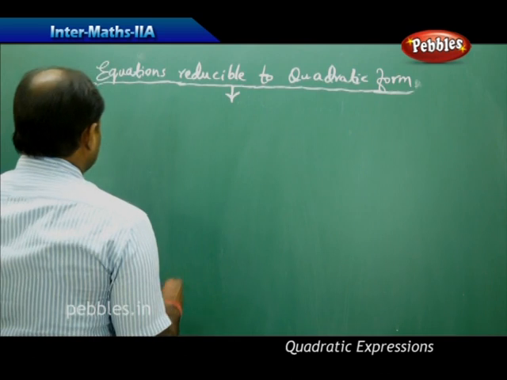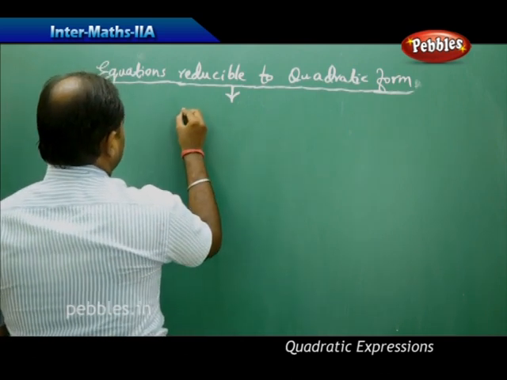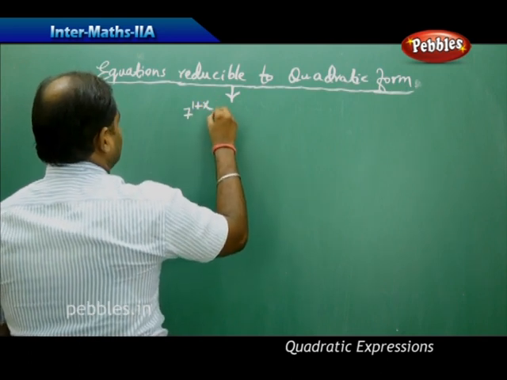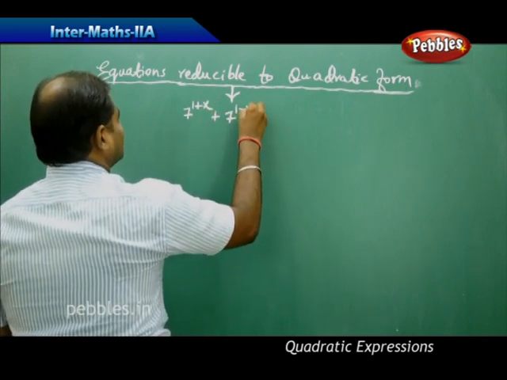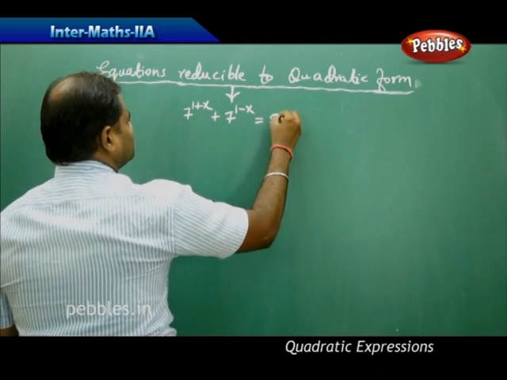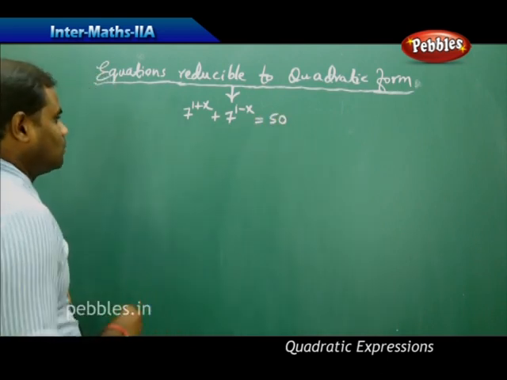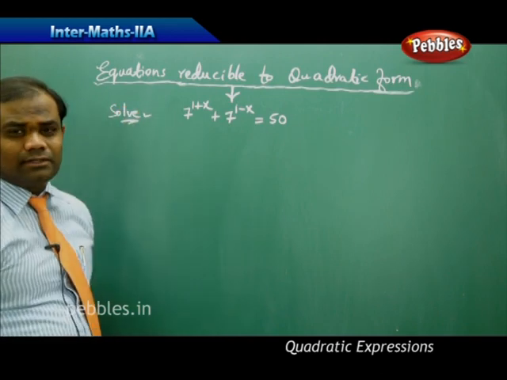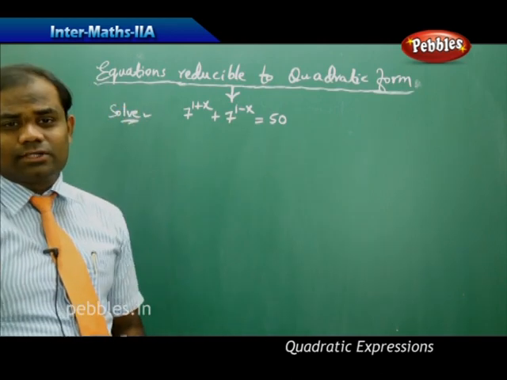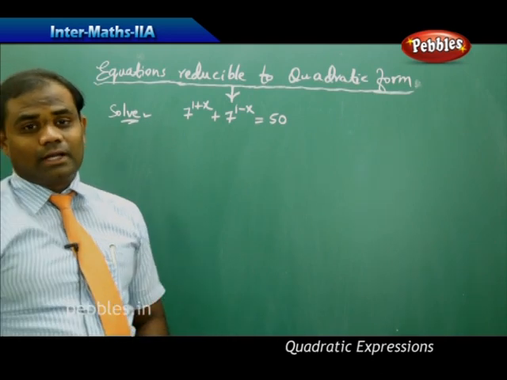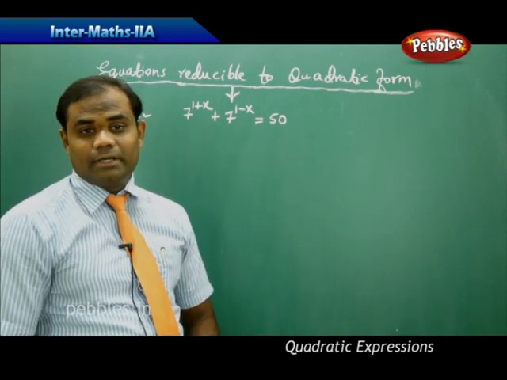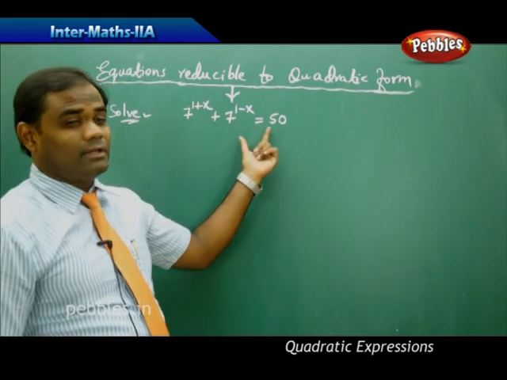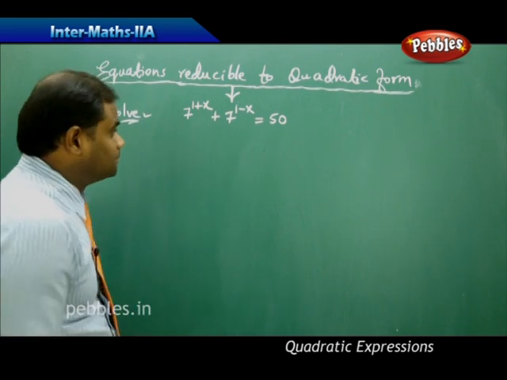To start with an example problem, say I wanted to solve 7 power 1 plus x plus 7 power 1 minus x is equal to 50. Then I clearly see that this is not in the quadratic form, and therefore factorizing this would not be an easy task. So let's attempt to see if I can reduce the given equation into the quadratic form.